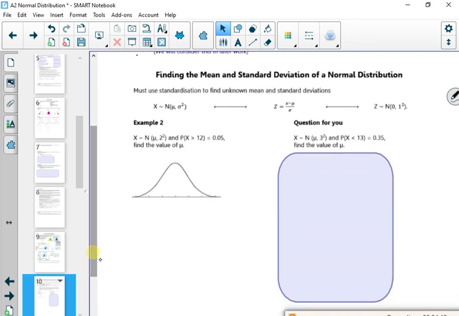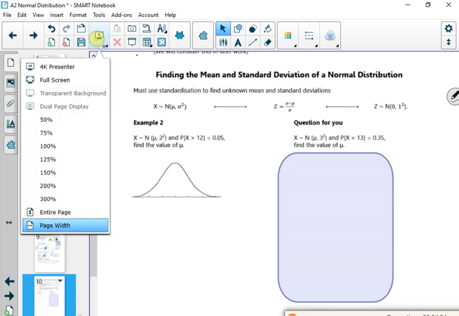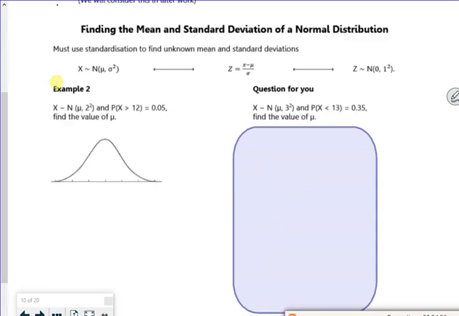Right, so finding the mean and the standard deviation. So let's have a look at this one. I'm having issues with my board today. Check my time, make sure my time's okay.